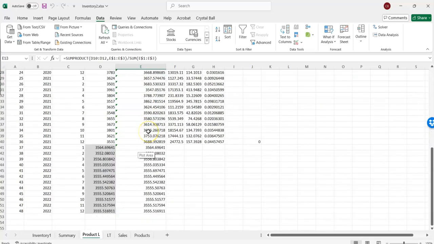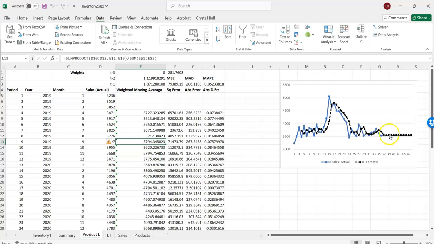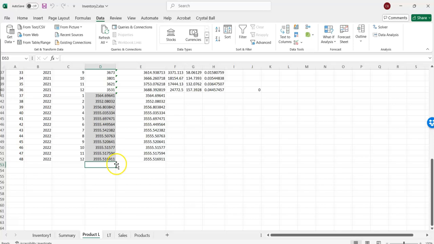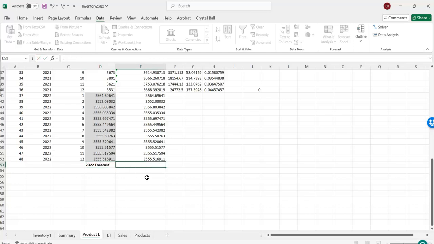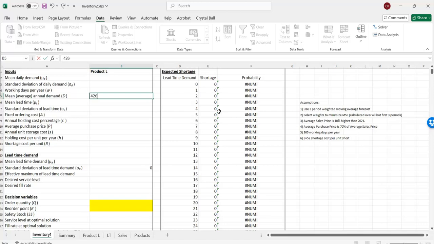Now, if we go to the bottom of the forecast, we can see the forecast goes out 12 months for this product. Notice the year here is 2022, so this is the 2022 forecast, the last 12 months. 42,673. That'll be our mean annual demand.